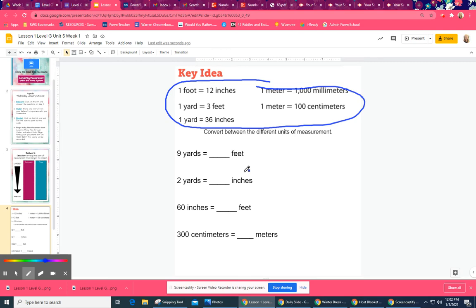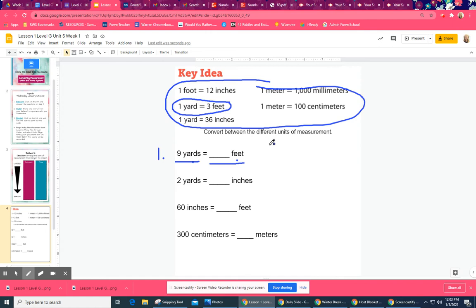Nope. Okay, let's continue. Consider question number 1. I tell you 9 yards, you have to tell me how many feet that would be. So, using all of those things that I circled up at the top, we need to find the one that's specific to converting yards to feet. And that would be this one right here. 1 yard equals 3 feet.